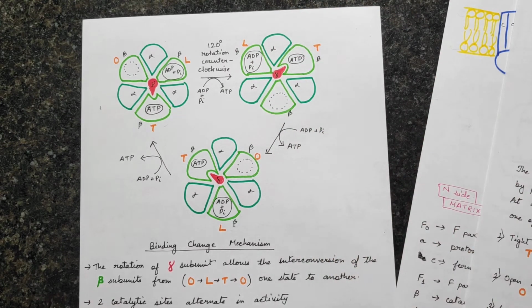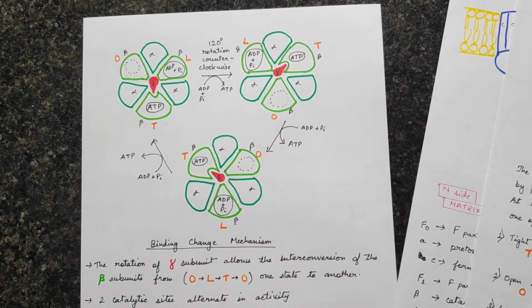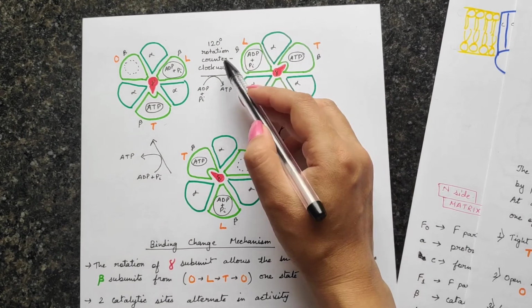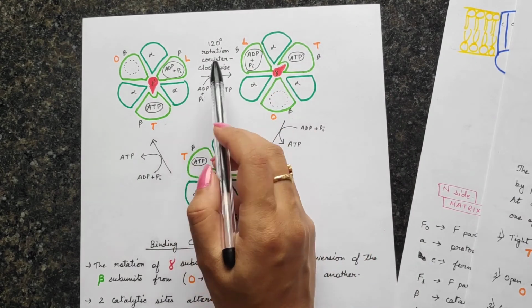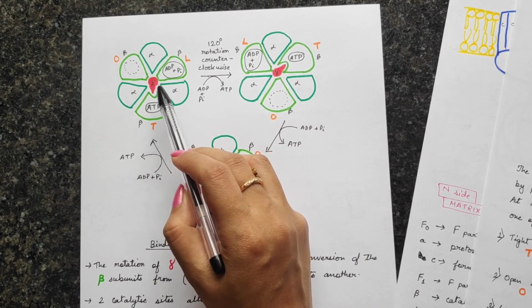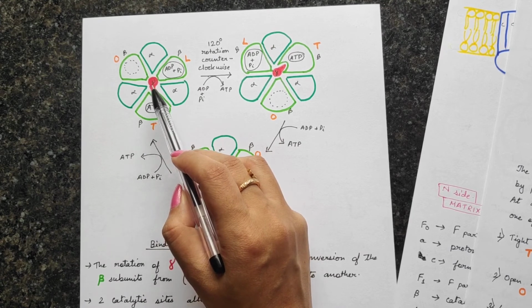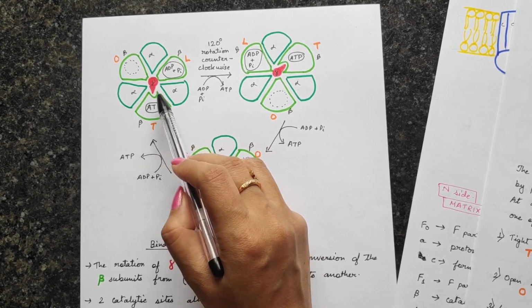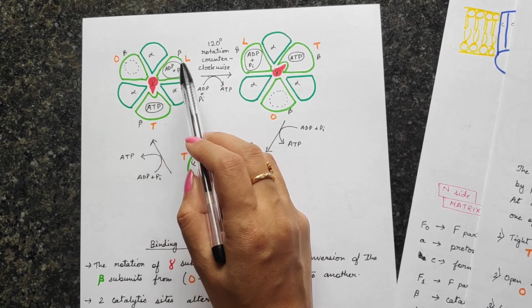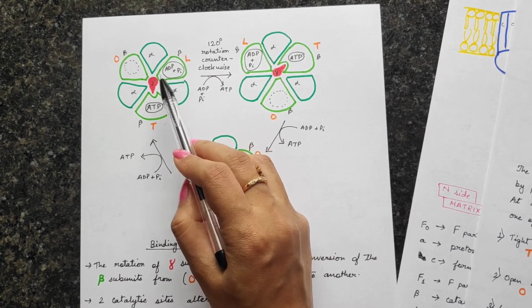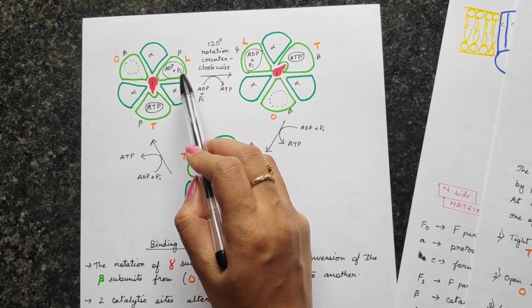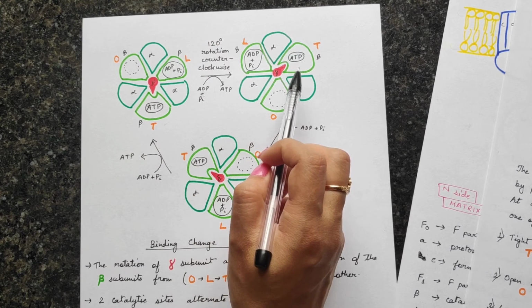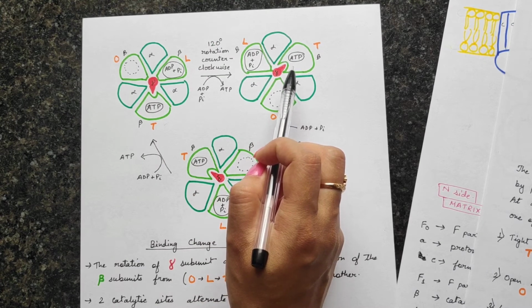Okay, so a 120-degree rotation in a counterclockwise manner of the gamma subunit. When the gamma subunit rotates 120 degrees, this one, which was previously in the L conformation, will change into the T conformation or the T state.